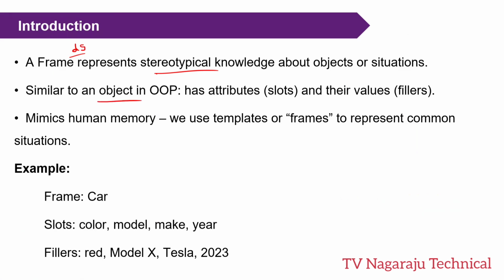So this frame representation simply offers a method to organize the details about objects, events or concepts in predefined templates, that is frames. One example: assume car is a frame. Now a frame consists of, in object oriented terms, what is an object? You know that one, an instance. It consists of some properties and values. Here the properties or attributes are called slots and the values are called fillers.